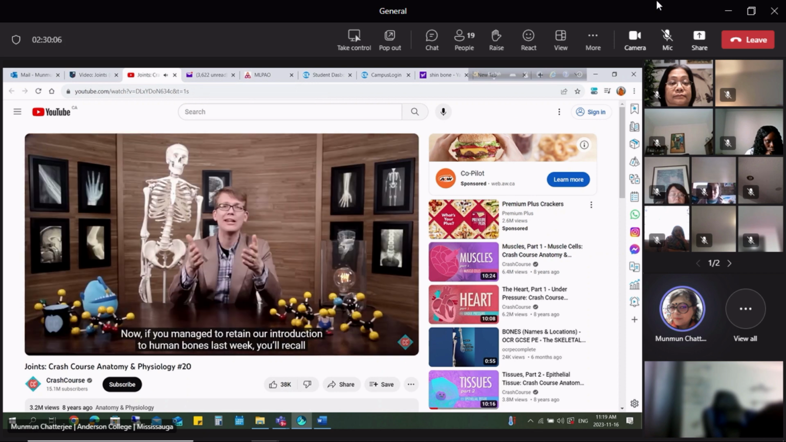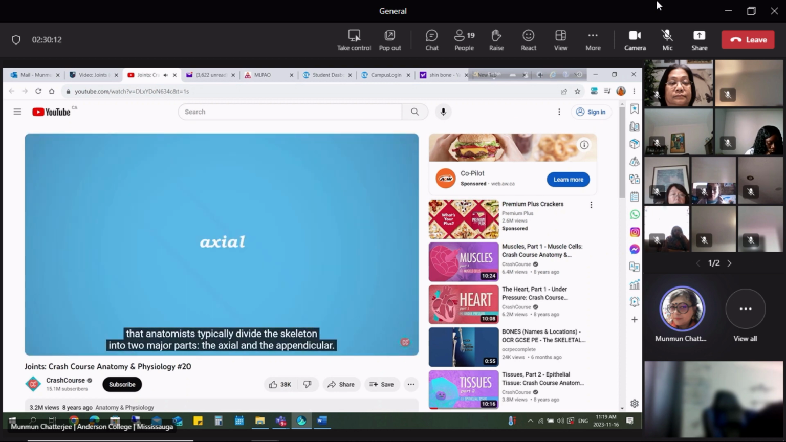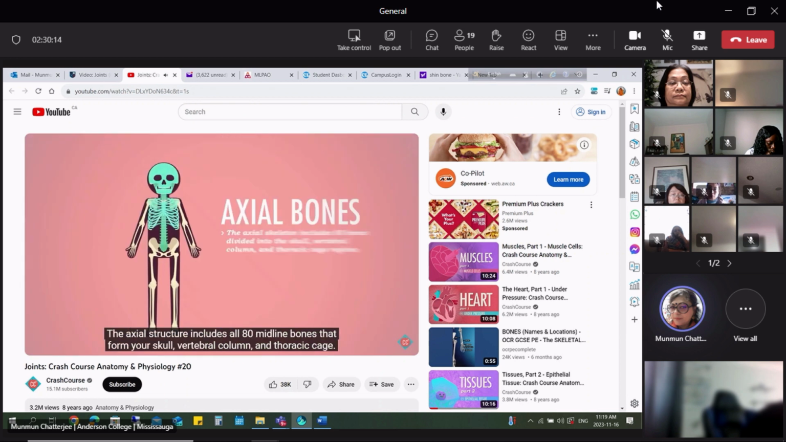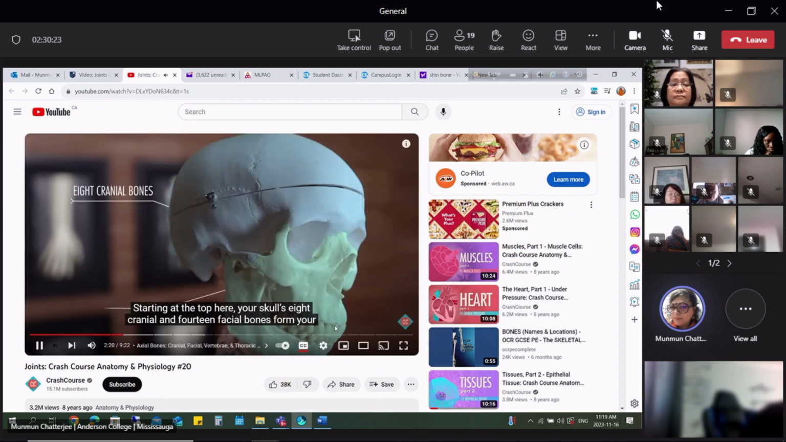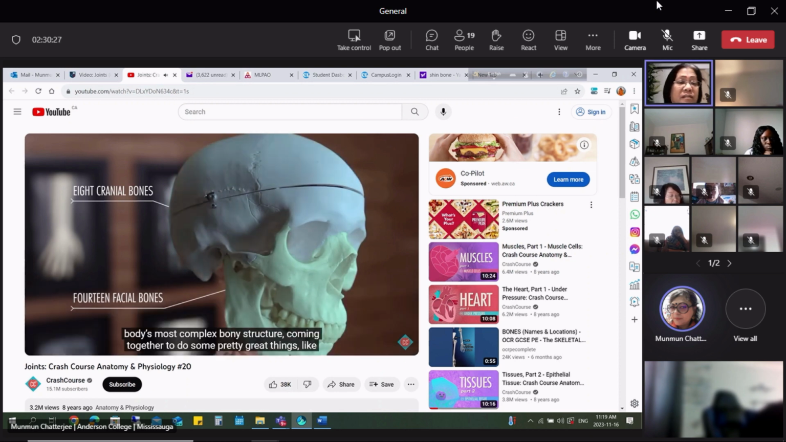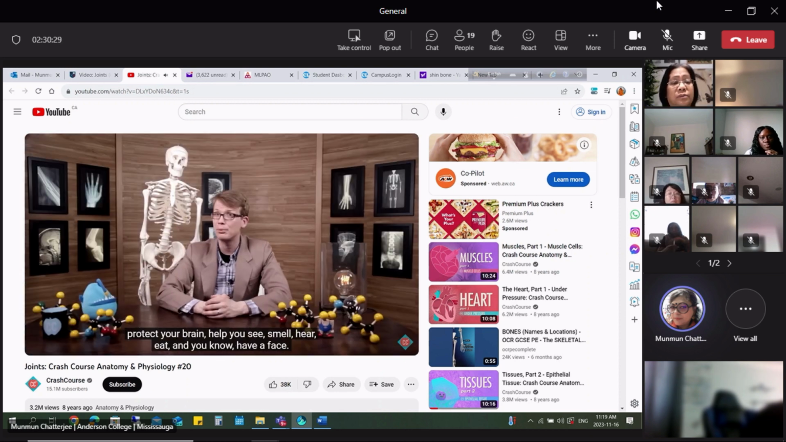Now, if you managed to retain our introduction to human bones last week, you'll recall that anatomists typically divide the skeleton into 2 major parts, the axial and the appendicular. The axial structure includes all 80 midline bones that form your skull, vertebral column, and thoracic cage. Starting at the top here, your skull's 8 cranial and 14 facial bones form your body's most complex bony structure, coming together to do some pretty great things like protect your brain, help you see, smell, hear, eat, and, you know, have a face.